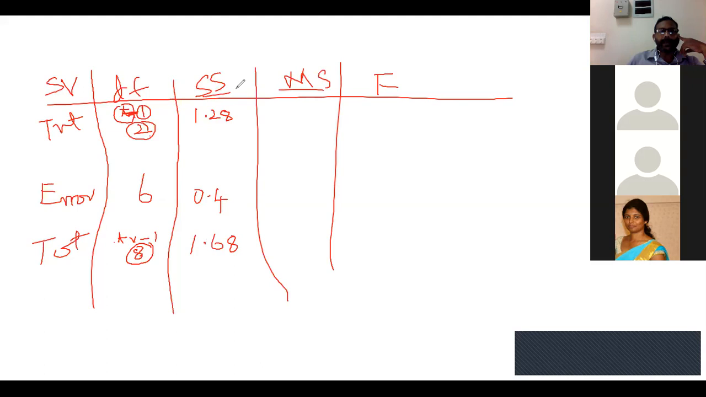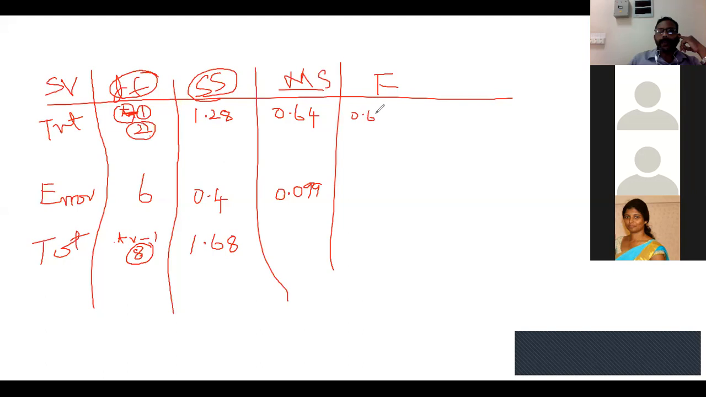Mean square is sum square divided by degrees of freedom. So treatment sum square divided by treatment degrees of freedom. What is the value? You divide by 2. 0.64. What about this? You have to use the calculator. Can someone tell me the answer? 0.099. Okay, 0.099. Then what is the F value?